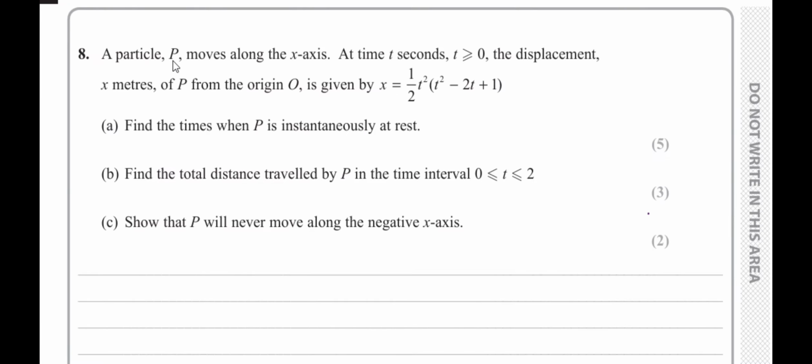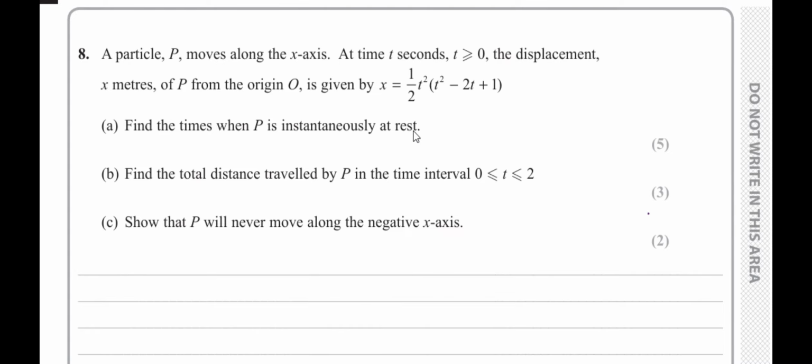Fine. Question 8. A particle P moves along the x-axis. At time t seconds where t is greater than or equal to 0, the displacement x meters of P from the origin O is given by this equation, x is equal to. So find the times when P is instantaneously at rest. So what we need to do here is understand that x is the displacement and it's not going to give you the time when it is at rest. We need to convert the displacement equation into an equation for velocity and then put that velocity equation equal to 0, then solve for t. That's the strategy for this.